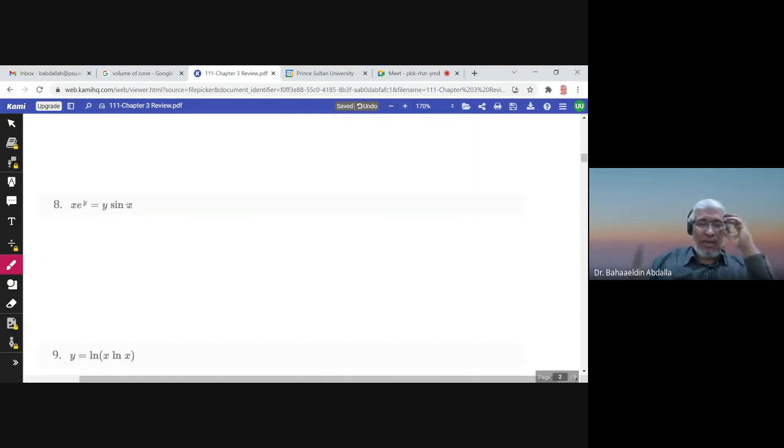Well, here it's obvious that it's an implicit differentiation, because why? The equation is not written explicitly like this for y. It's not solved for y explicitly. So we use implicit differentiation. So here we have a product.